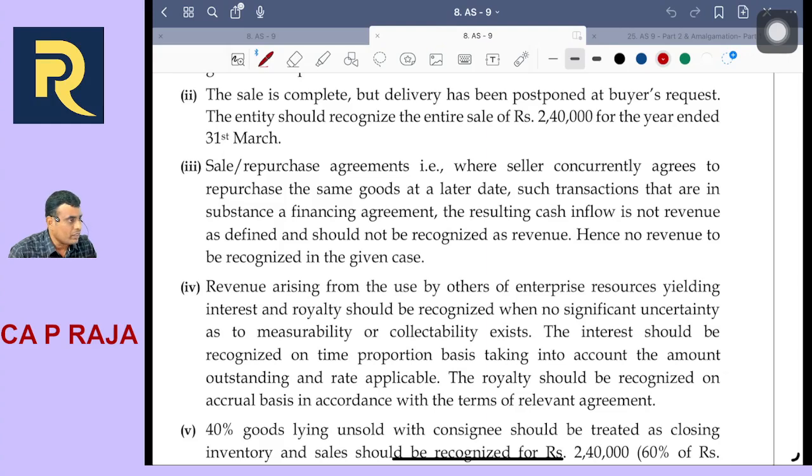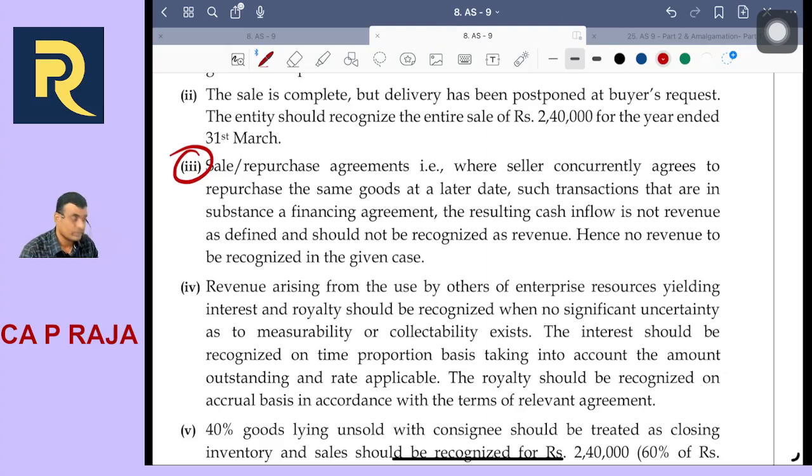The price is not given. So you don't worry. ஓ பிரைஸ் ஃபிக்ஸ் ஆகல அப்படின்னா அது வந்து சேல். நோ, மார்க்கெட் பிரைஸ்க்கு வாங்கினா தான் பிரைஸ் ஃபிக்ஸ் ஆகல. இப்போ 6 லட்சங்கிறது பிரைஸ் ஃபிக்ஸ் ஆயிடுச்சுல. So question number 3, sale or repurchase agreement, that is where the seller concurrently agreed to repurchase the same goods at a later date. Such a transaction is in the substance of a financing arrangement or financing agreement, the resulting cash inflow is not a revenue and should not be recognized as a revenue. Hence, no revenue should be recognized in the given case.